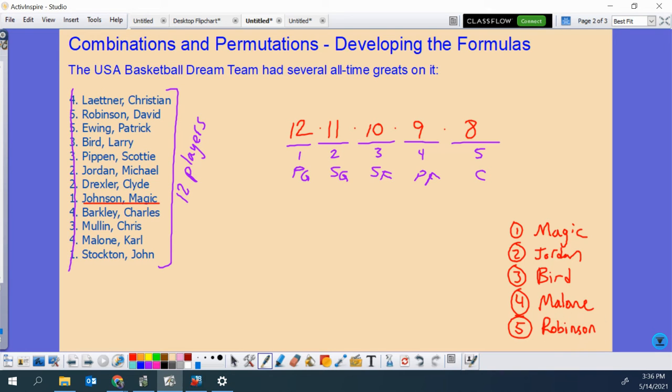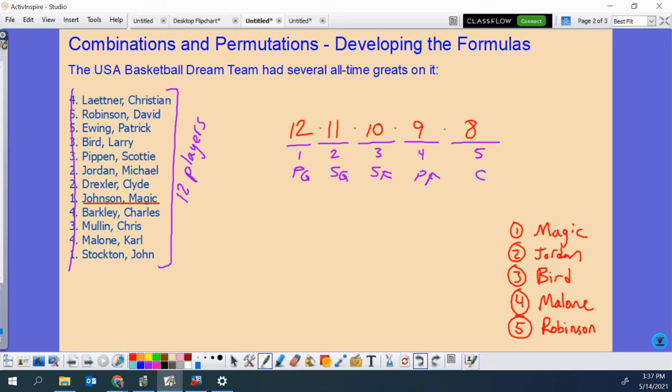And so there you have it. There's one of the lineups. How many are there? Well, there's 12 times 11 times 10 times 9 times 8, which is a little less, I think, than 100,000, but in that neighborhood. So what do we do with that?